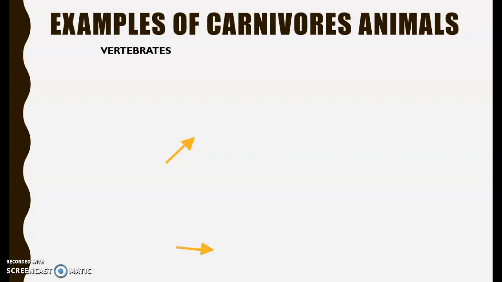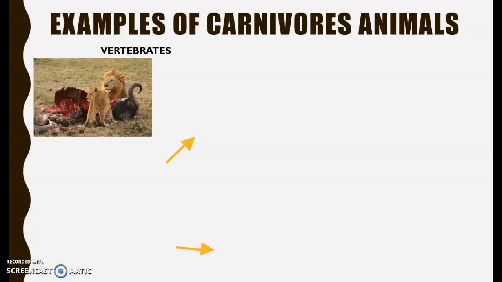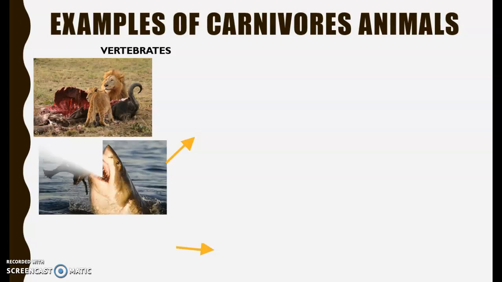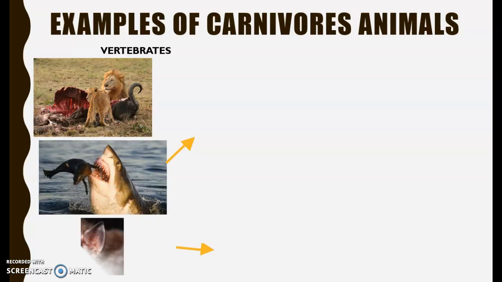So, vertebrate carnivores, or we can mention vertebrate carnivores such as lions, the sharks, and also bats. Bats feed on blood, or some of them feed on blood. So that is the reason why we include them in this kind of carnivores.